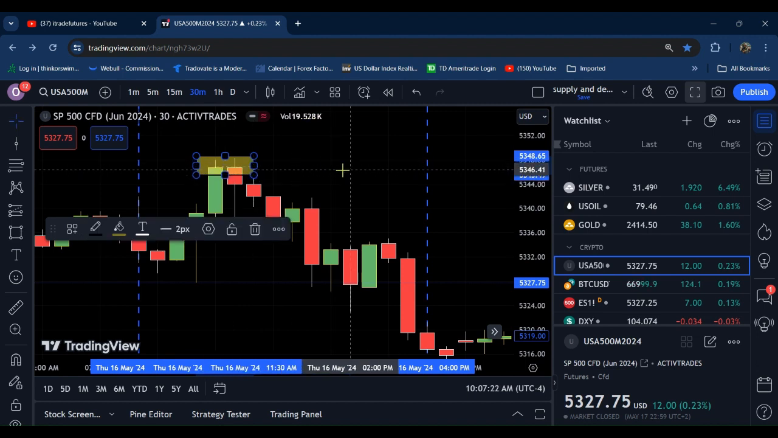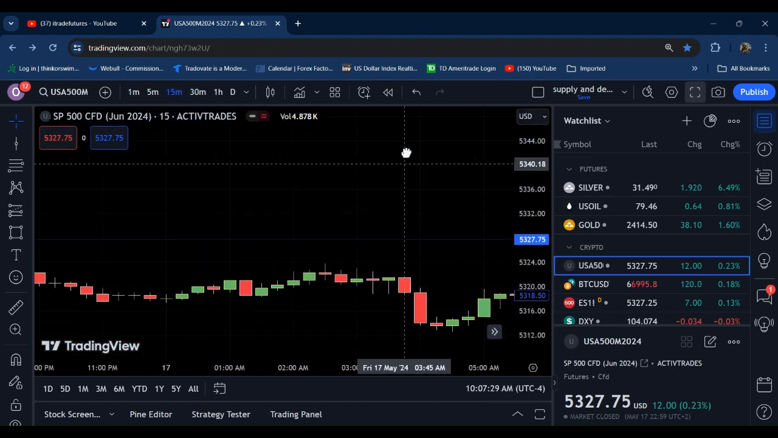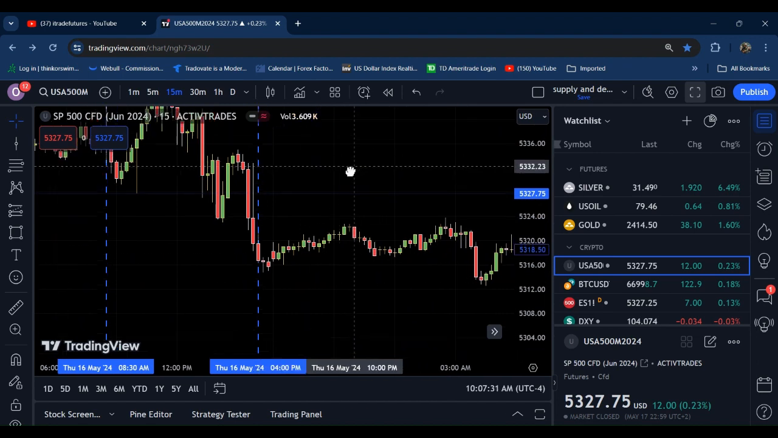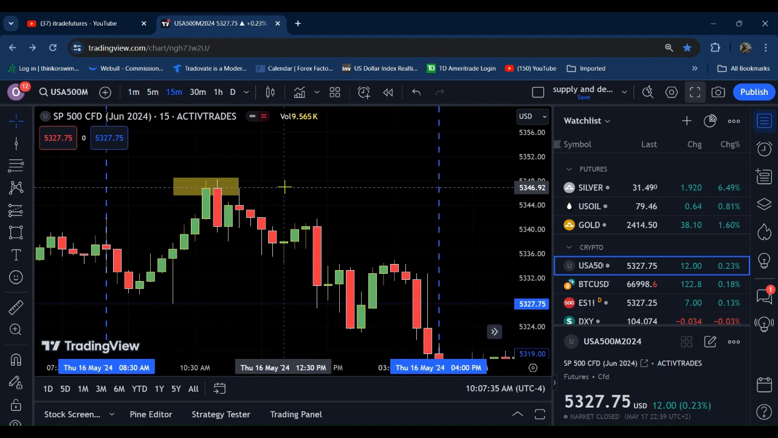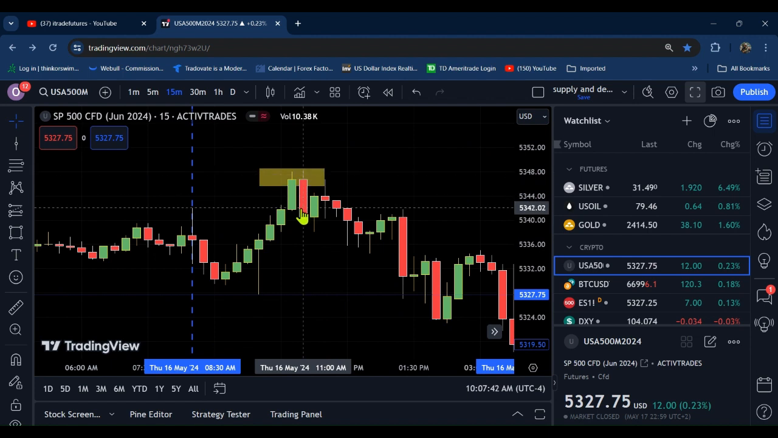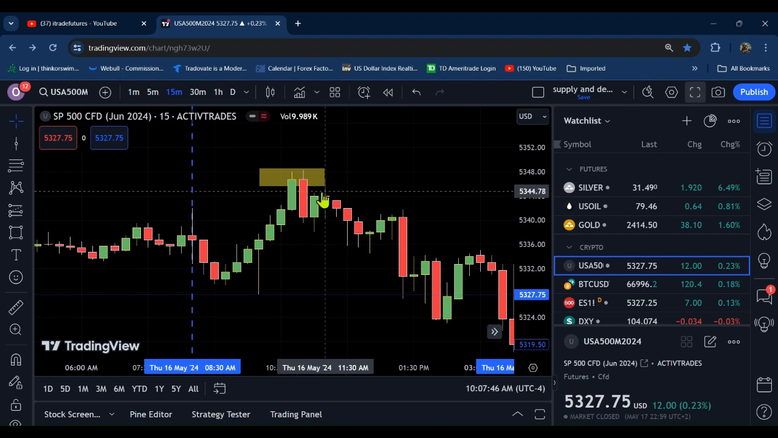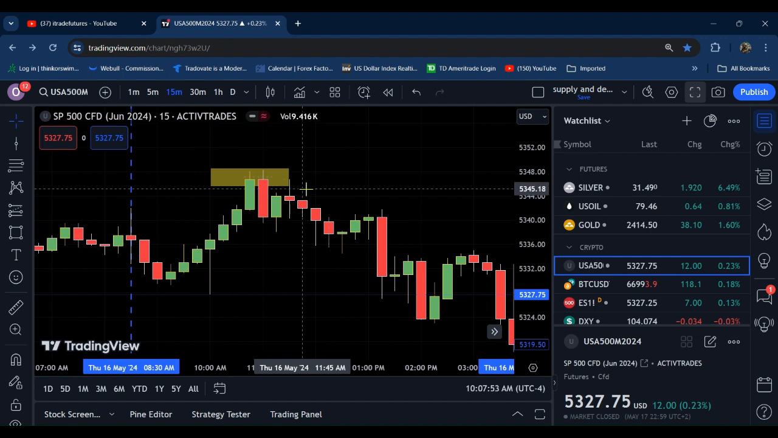Okay. Now we can zoom in a little bit more. We'll go to the 15-minute. We've got to find our little box. There it is. And we can see price went up. It took out that high just barely and then did an immediate rebalance. Came back up, did not take out a high, did not make a new high. So that's a signal to us something's about to happen.